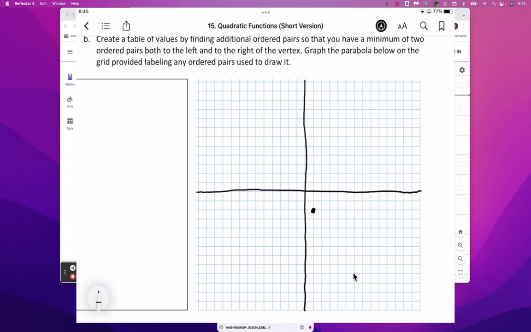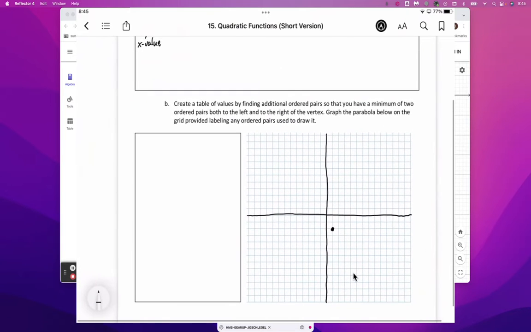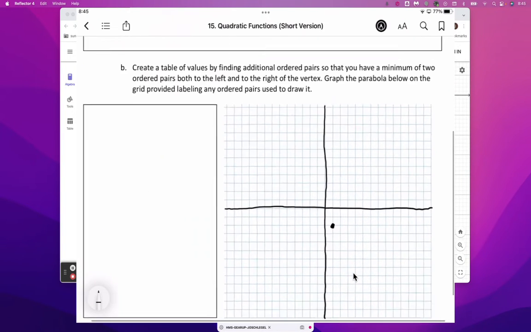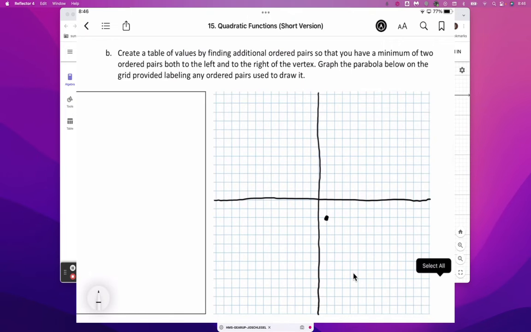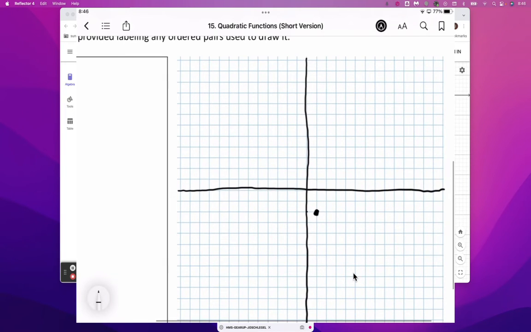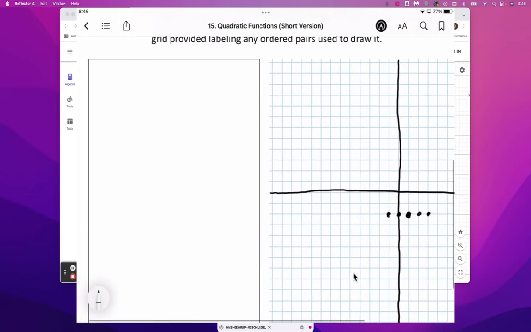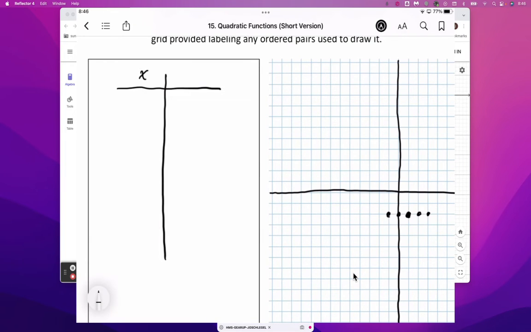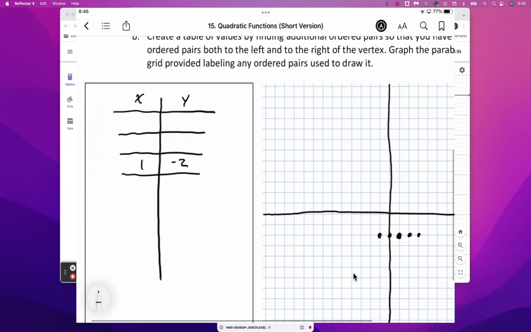We want to have a better representation than what I just drew, though. So what we need is points to the left and to the right. If we think about what's to the left of that point, we have a 0 value, we have a negative 1. To the right, we have a 2 and a 3. So let's lay out our table here, x values, y values. I need 2 values to the left of the vertex. My vertex is 1, negative 2. And I need 2 values to the right.